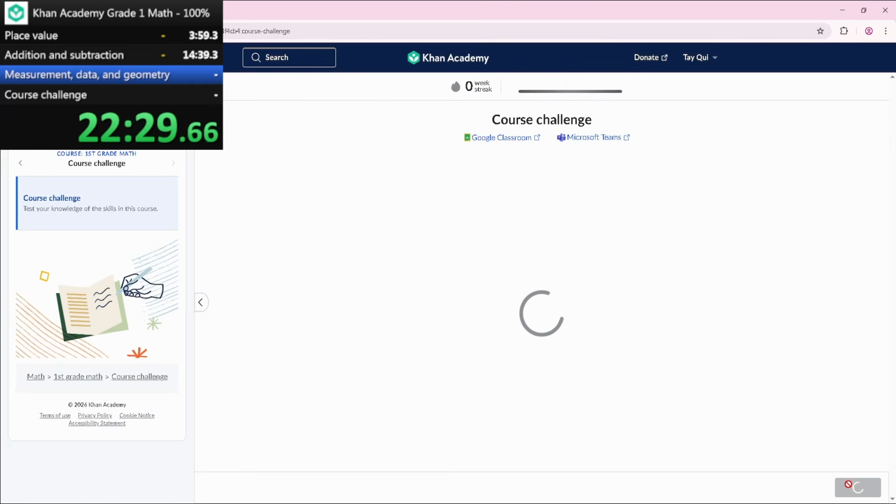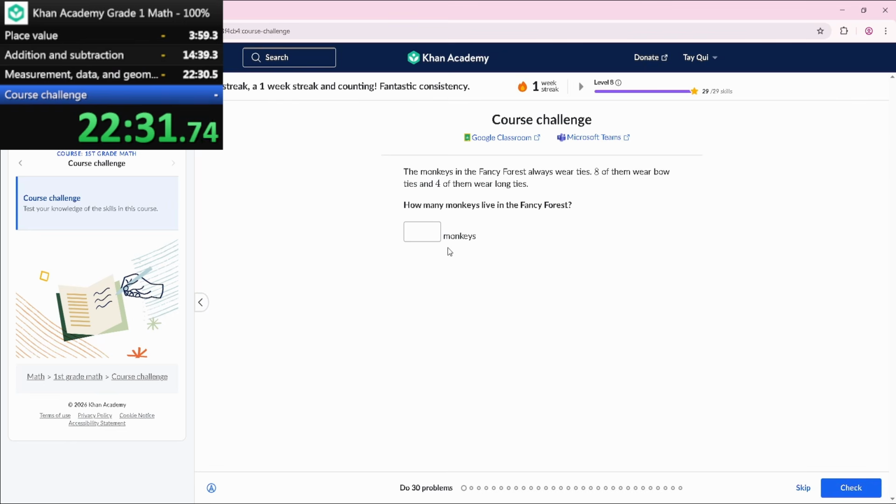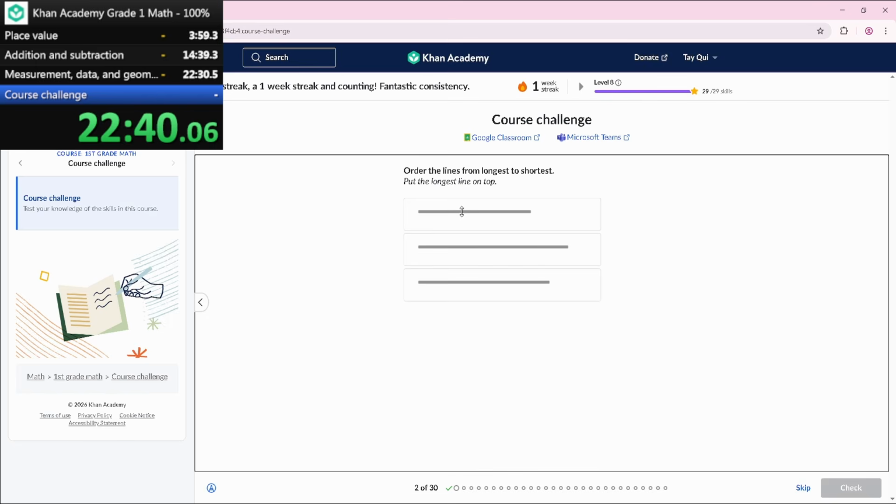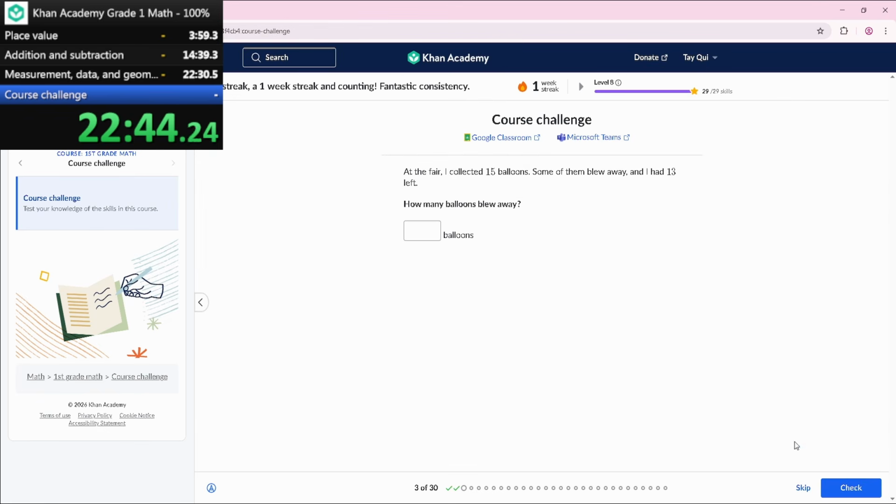Yep, easy enough. And now onto the final boss, the course challenge. This would test my knowledge in every aspect of first grade math. I knew that the word problems especially would be a formidable opponent, so I locked in and headed straight into battle.